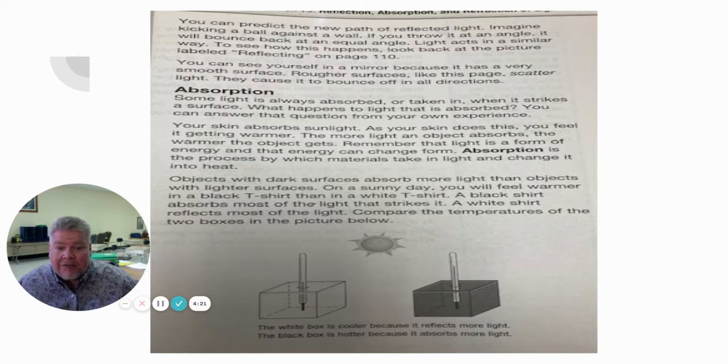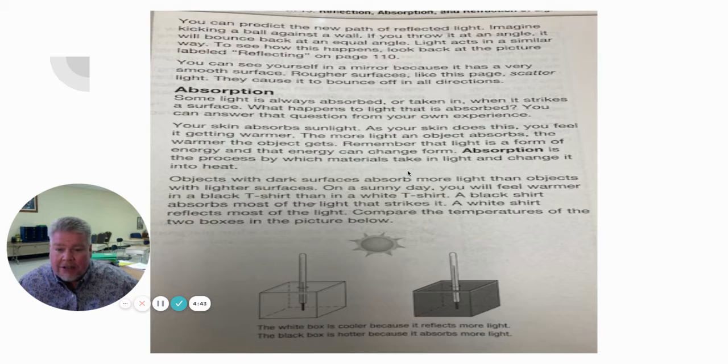Remember that light is a form of energy, and that energy can change form. Absorption is the process by which materials take in light and change it into heat. Objects with dark surfaces absorb more light than objects with lighter surfaces. On a sunny day, you'll feel warmer in a black t-shirt than in a white t-shirt.